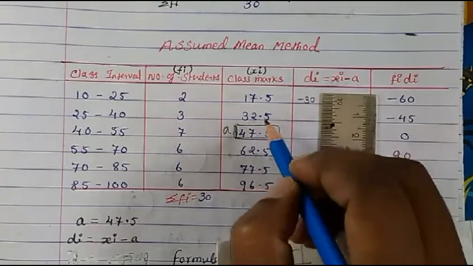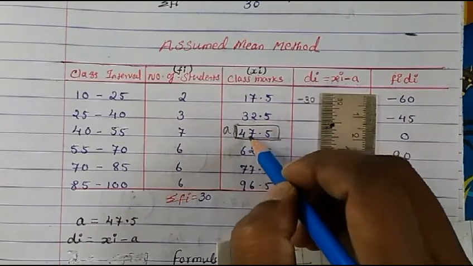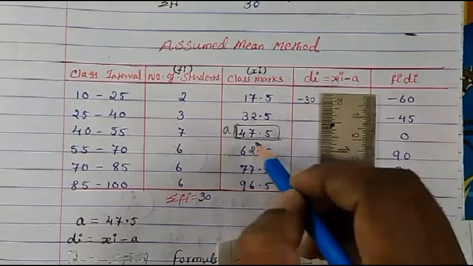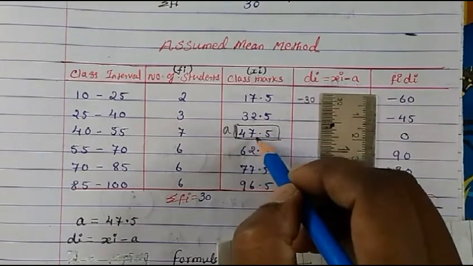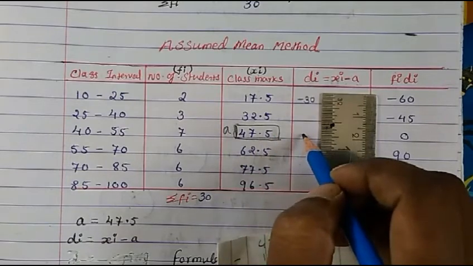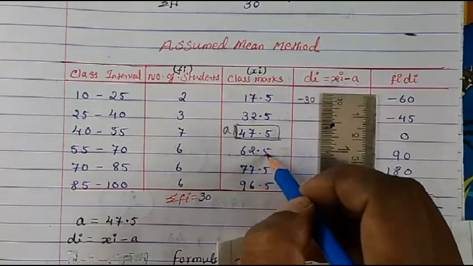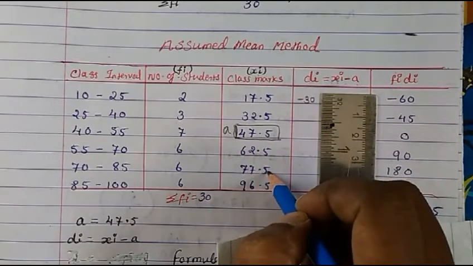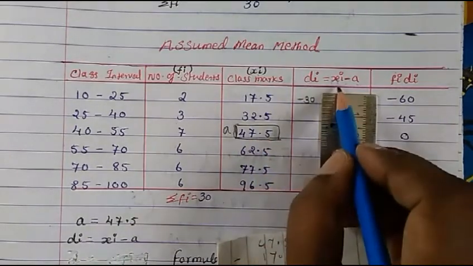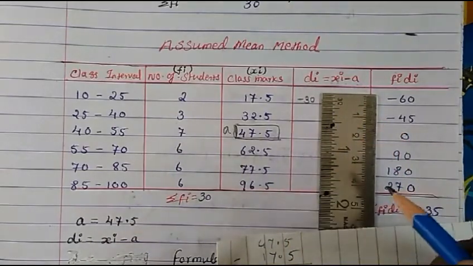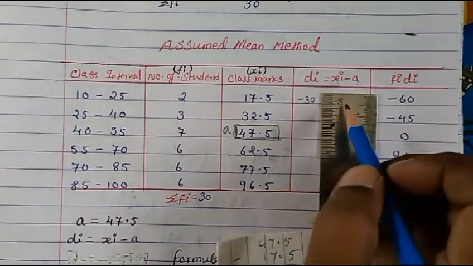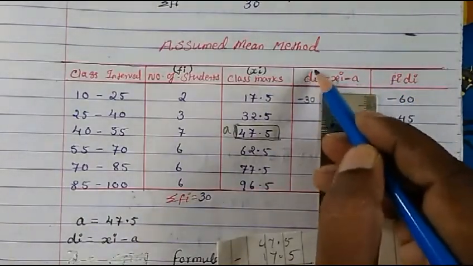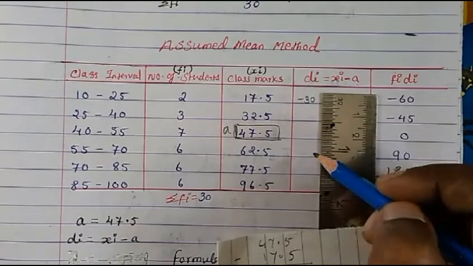You have to do this also: 47.5 minus 32.5. Then 47.5 minus 47.5. Then 62.5 minus 47.5, and 77.5 minus 47.5. That is what we have to do, xi minus a. Now I am going to tell you one easy method. Why is this better than the direct method? Because though one column is extra here, there is no need of heavy calculation.